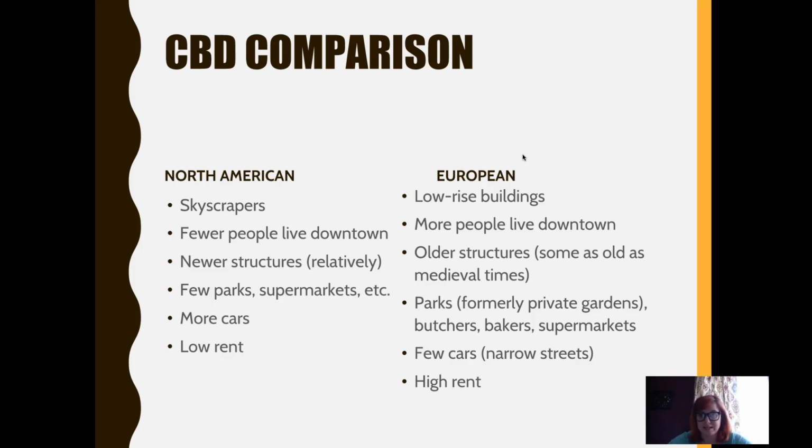Okay, and then European cities tend to stay away from the skyscrapers. More people live downtown than in North American CBDs. Older structures. When we were looking at site and situation, like in Paris, we talked about how there are buildings that have been there for centuries, right? So European cities are much older, and you can tell by the architecture. Especially Paris, lots of attention on open spaces, so it's not clustered as much with buildings as North American cities, right? There's a lot more open spaces and parks in European cities. Not as many cars because the streets can't handle it. They're very narrow streets and very high rent in the CBDs in European cities.